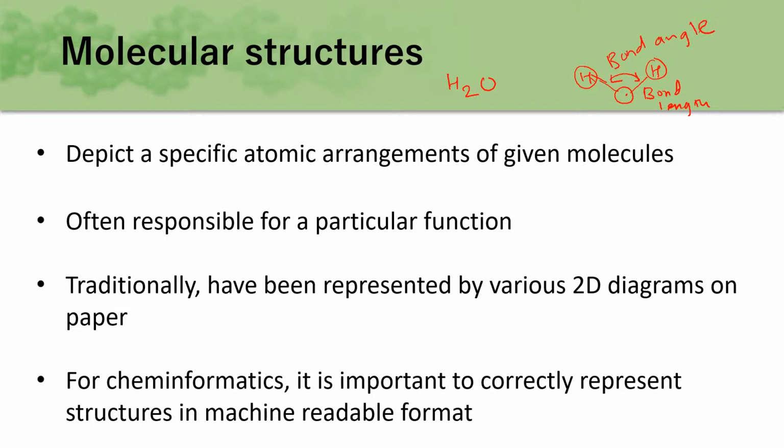So to define the molecular structure of water, we will need 3 things: the definition of all the atoms involved, the bond lengths between every pair of connected atoms, and the third is the bond angle between every pair of consecutive bonds which is present. So these 3 things can help us draw the structure.